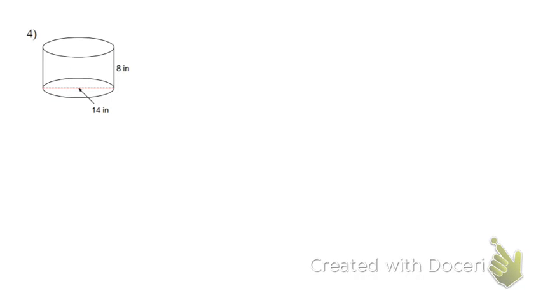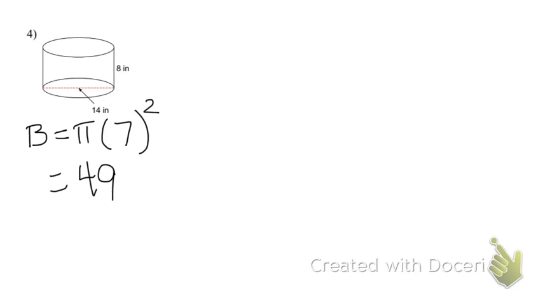Okay, this one is not a prism, it's called a cylinder, but it still has a matching top and bottom, so we still use the same formula, area of the base times the height. So the base is a circle, pi r squared. So it's pi times r squared, and r would be 7 since the diameter is 14. 7 squared is 49, so the area of the base is 49 pi.